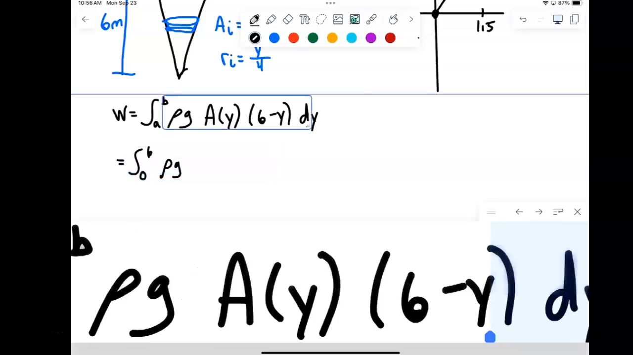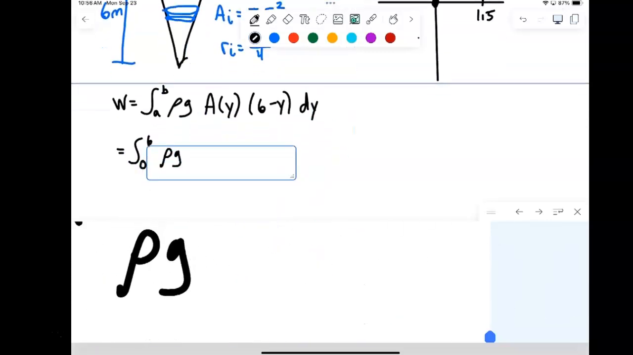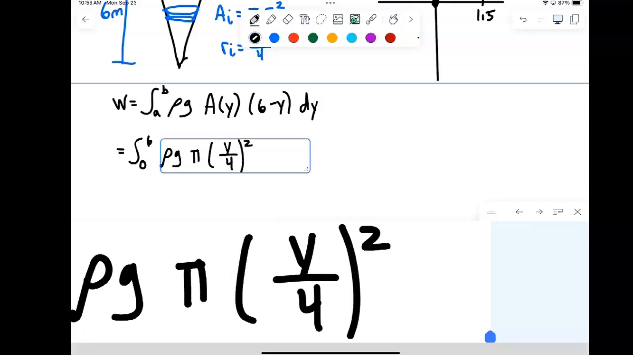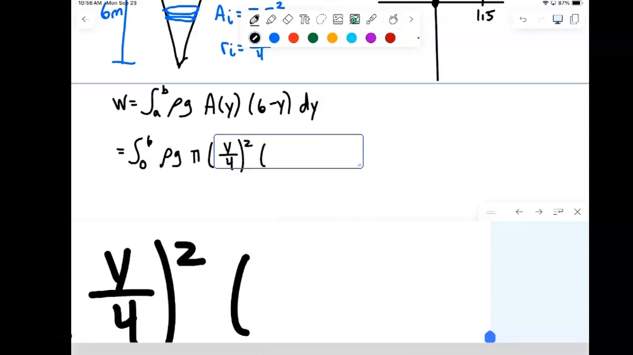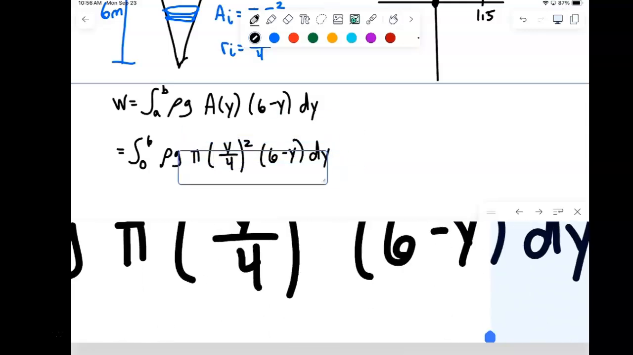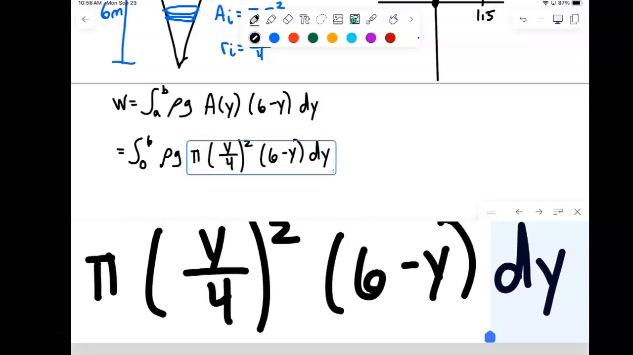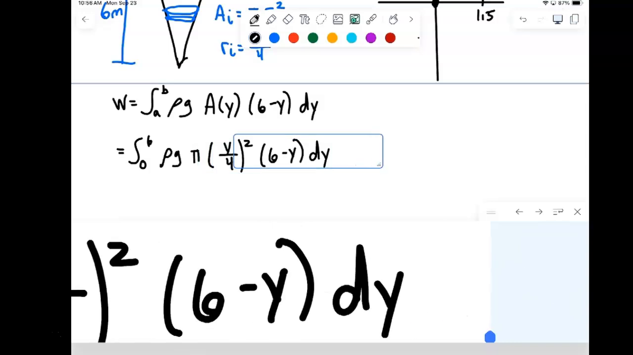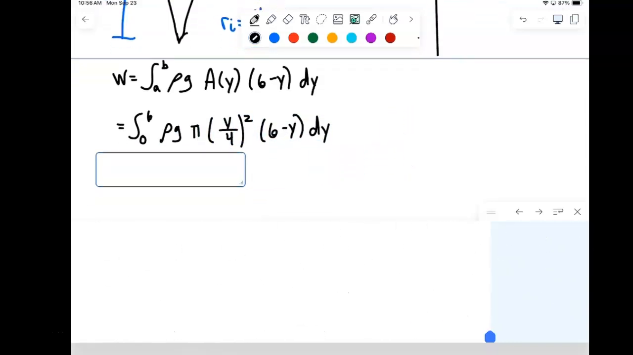So my area function is just going to be pi times r squared. Current height y over 4 squared times 6 minus y dy. Right? And then we just go through and compute. So y over 4 squared is going to be y squared over 16. Right? And that's going to distribute.